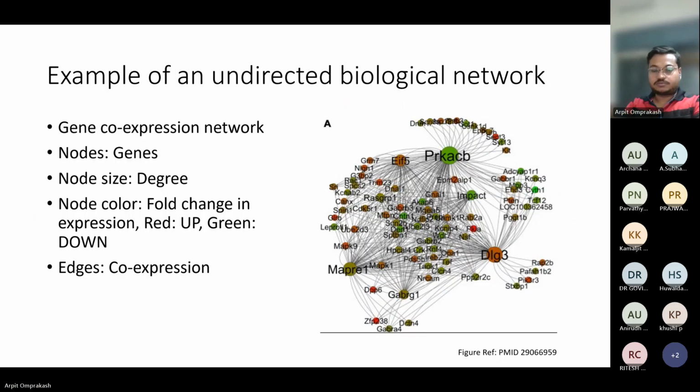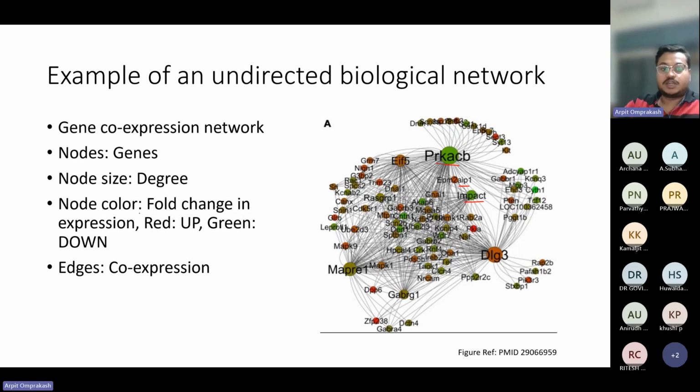Okay. So here we have an example of an undirected biological network. This is a gene co-expression network. So basically, which genes are expressed together and which genes are not expressed together, kind of. Here, all these nodes are different genes. The node size again represents the degree, so basically, how many other nodes or how many other genes it is associated to.